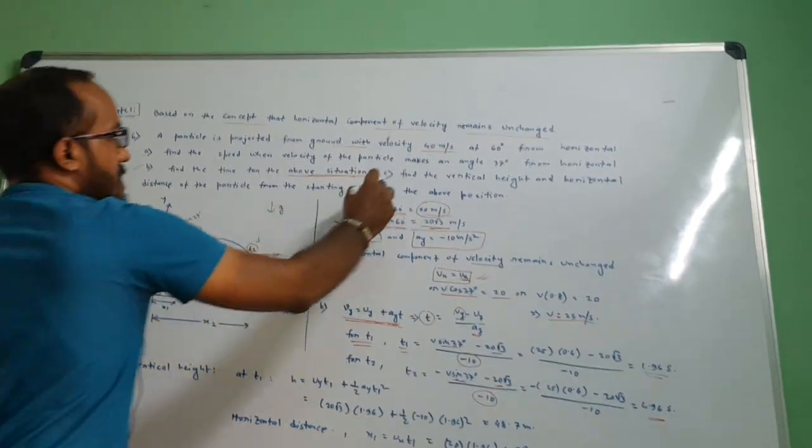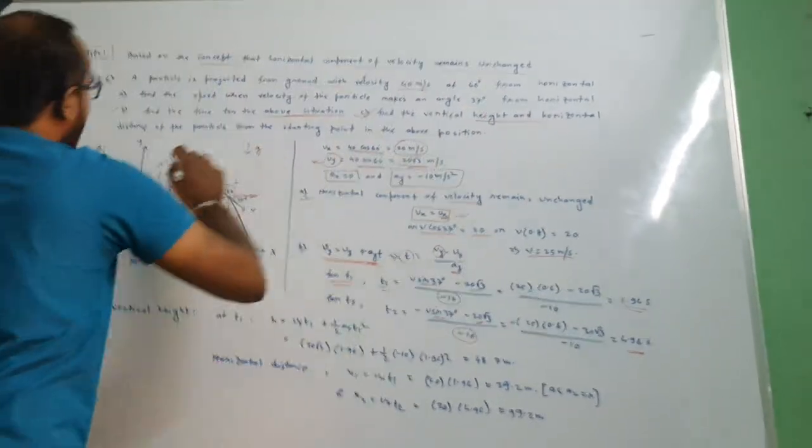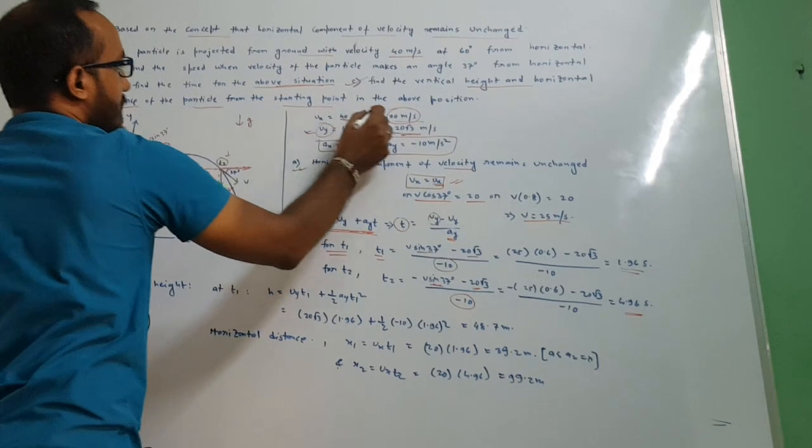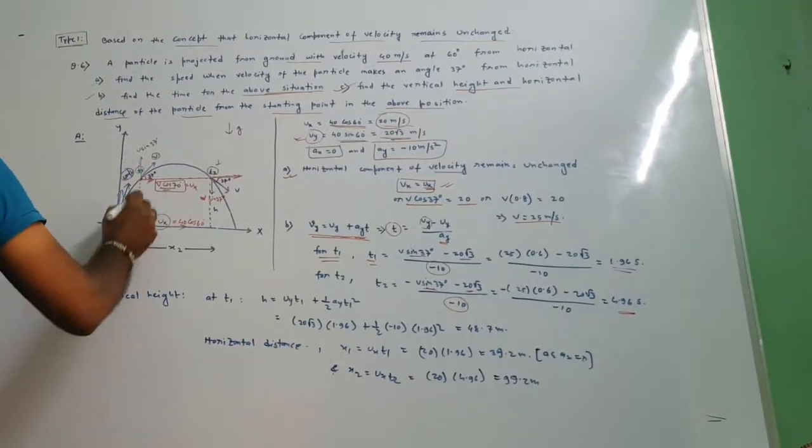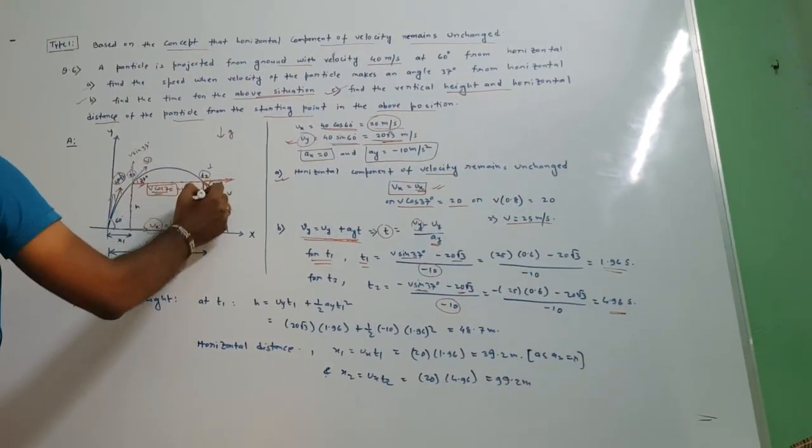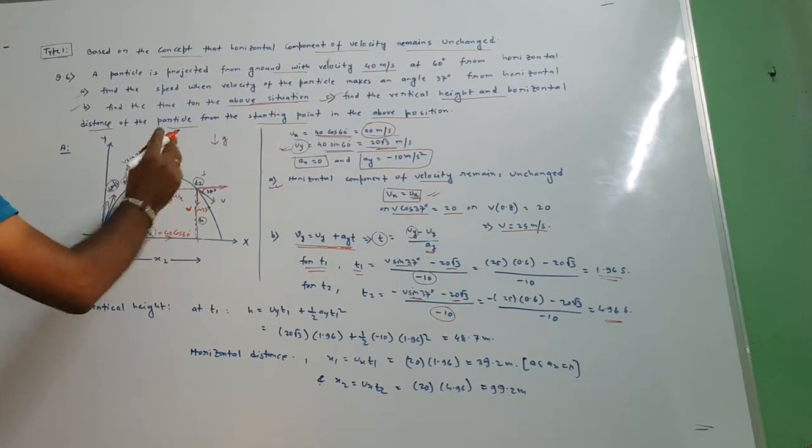Now the last is to find the vertical height and horizontal distance of the particle from the starting point in the above position. So you have to find the vertical height. In these two scenarios, the vertical height is the same, h. So you have to find the h.